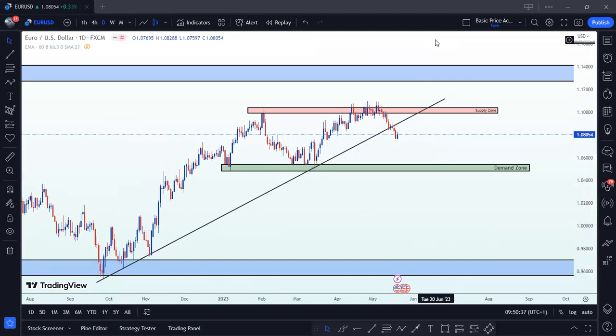I'm going to do my daily analysis and weekly analysis shortly to show you likely opportunities that may present themselves this week.